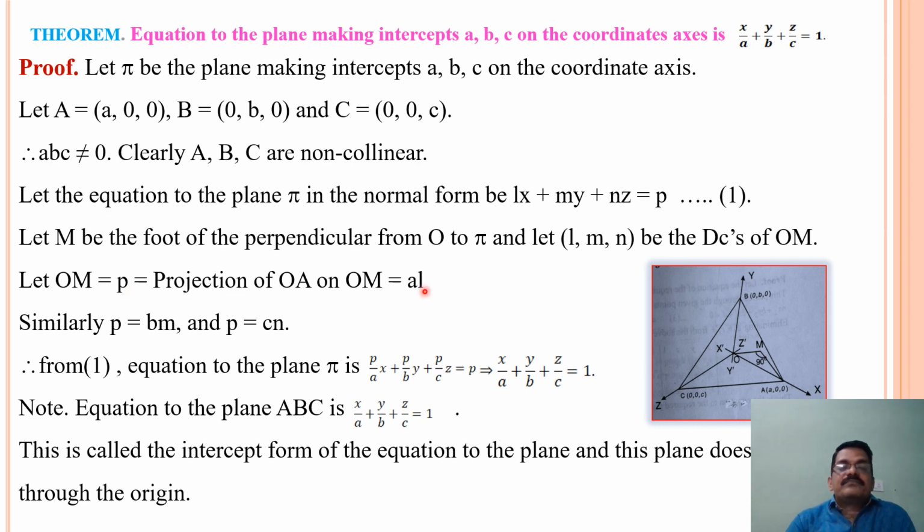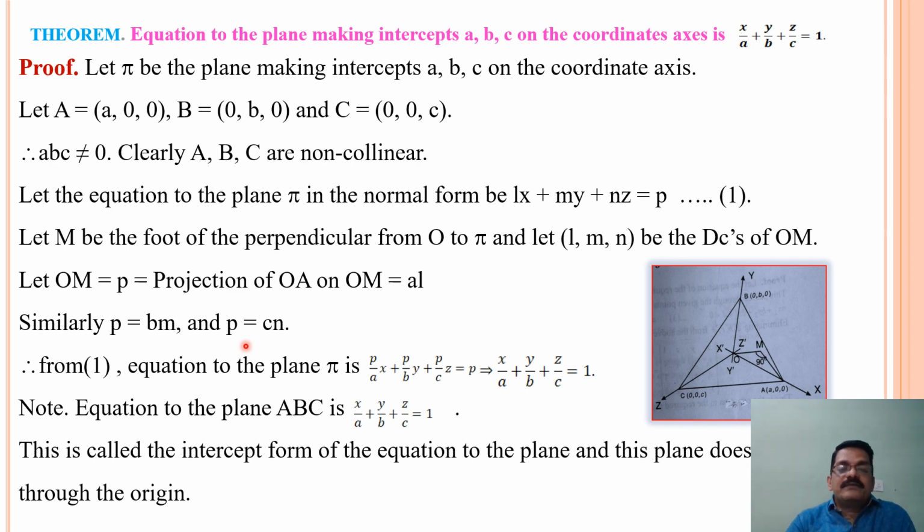So, from equation 1, P is equal to AL, that implies L is equal to P by A. P is equal to BM implies M is equal to P by B. P is equal to CN implies N is equal to P by C.